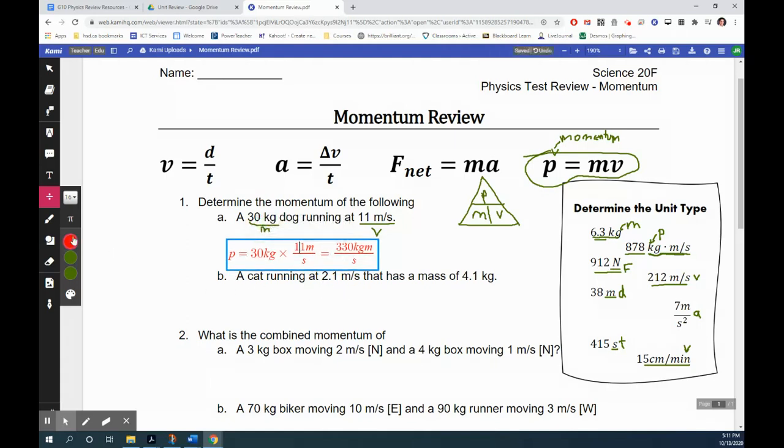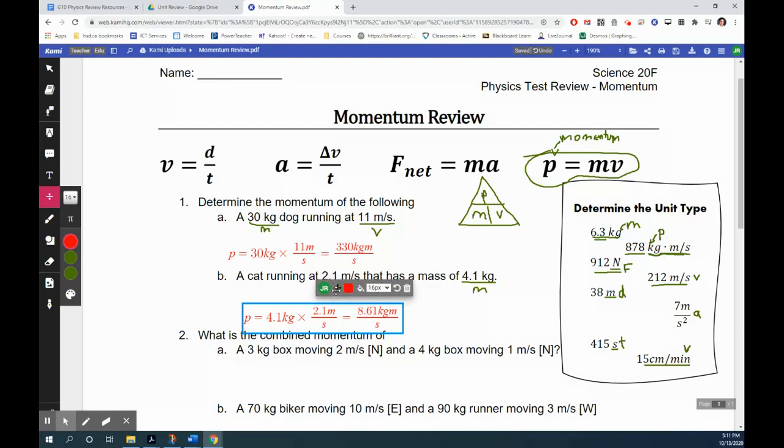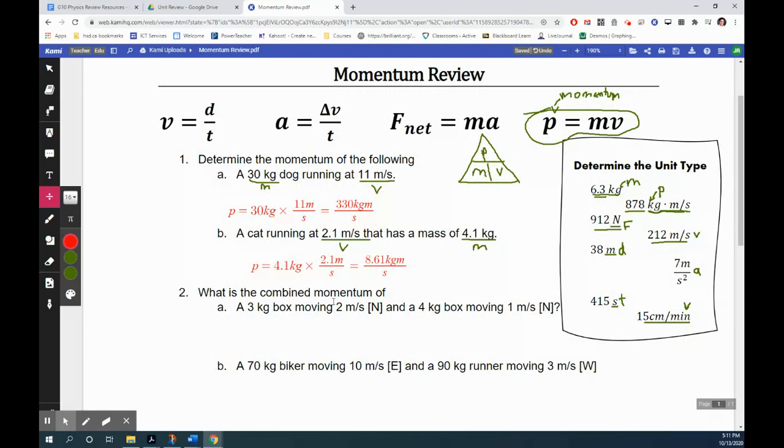A cat is running at 2.1 meters per second. There's our velocity, and has a mass of 4.1 kilograms. There's the mass. You can tell by the units. And so, once again, P equals our mass, which is 4.1 kilograms, times our velocity, which is 2.1 meters per second. Gives us an answer of 4.1 times 2.1, and that's 8.61 kilogram meters per second. That messed up unit is our momentum unit. And so now we're going to move to another type of question.